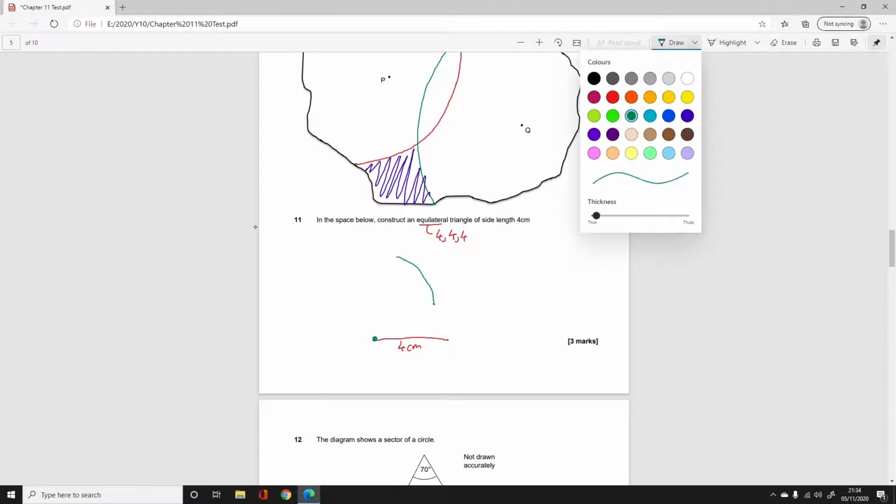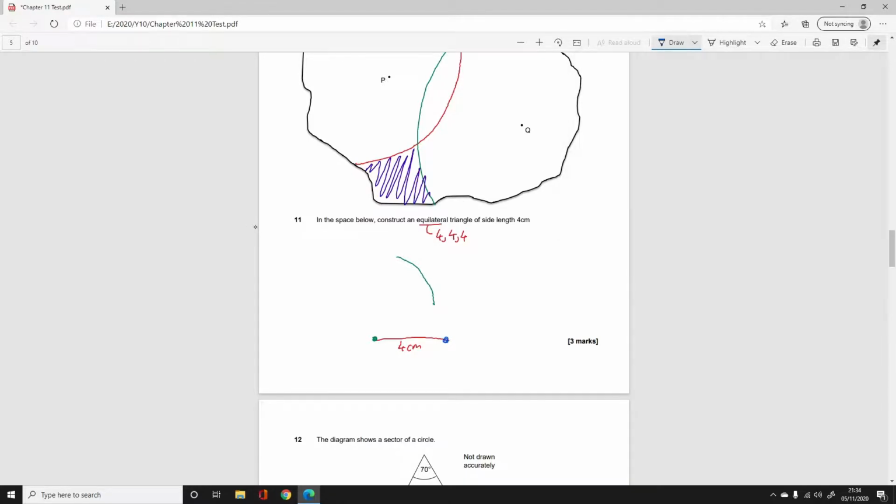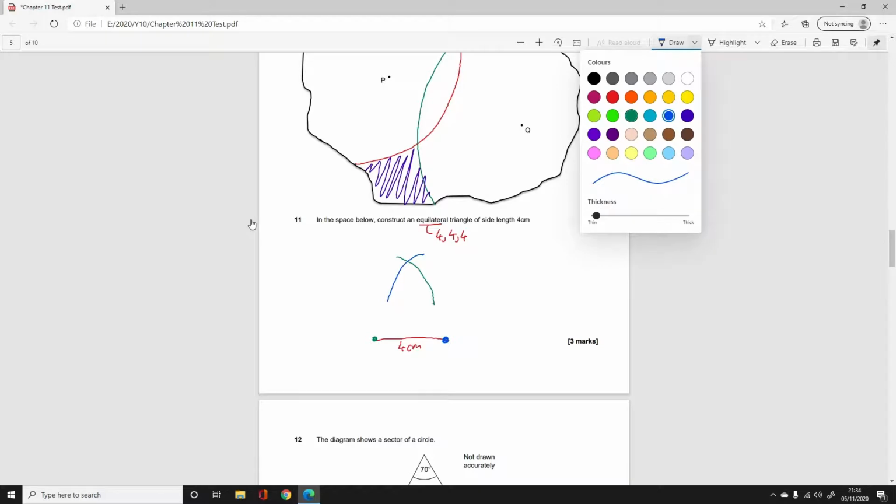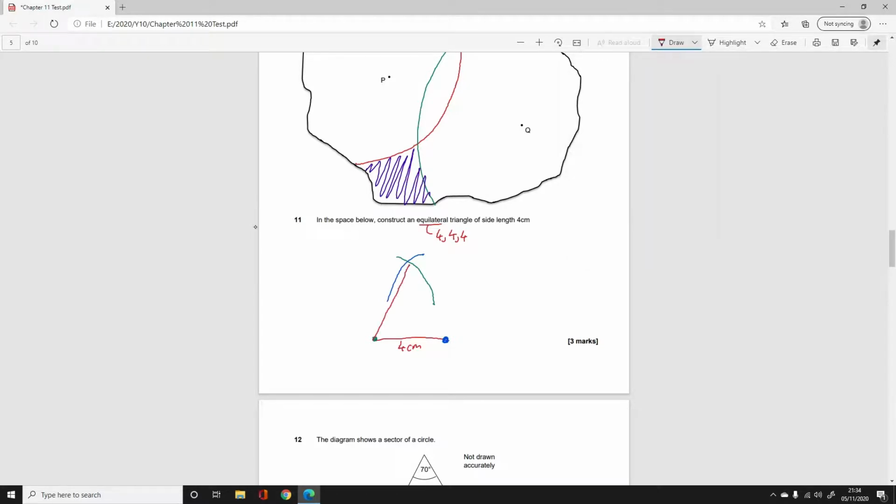We'll then take the same compass, we'll put it at the other end of the line, we'll still have it at 4 centimeters, and we'll end up with our circle around there. And then our final step when we're sketching our triangle is to join up the points to the crossing point to there, and if we've done it right, these will both be 4 centimeters as well.